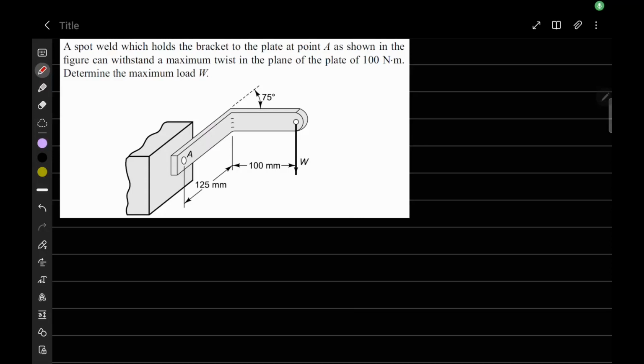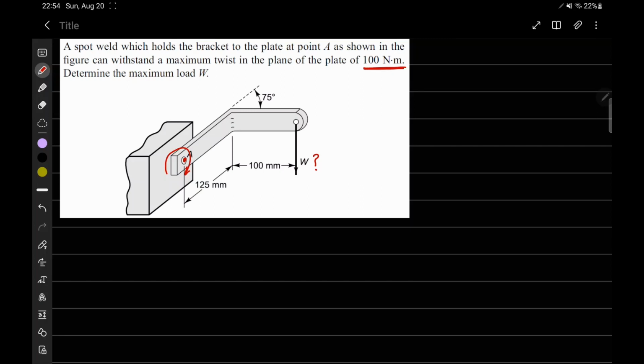One is problem 1.16. It says a spot weld which holds the bracket to the plate at point A, as shown in the figure, can withstand a maximum twist in the plane of the plate of 100 Newton meter. Determine the maximum load W. So basically we have to find out how much this W is, so that in the plane of this plate the maximum moment is 100 Newton meter.